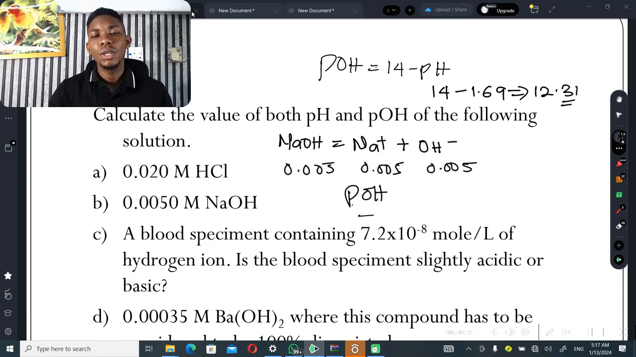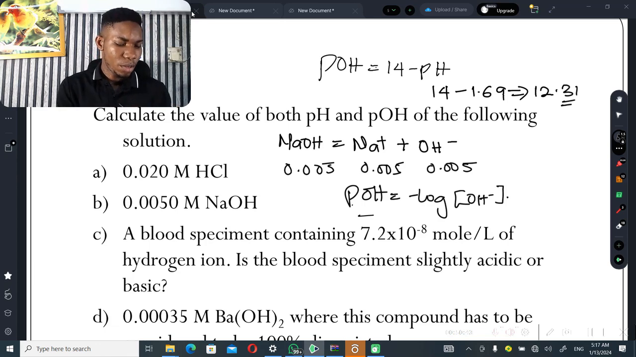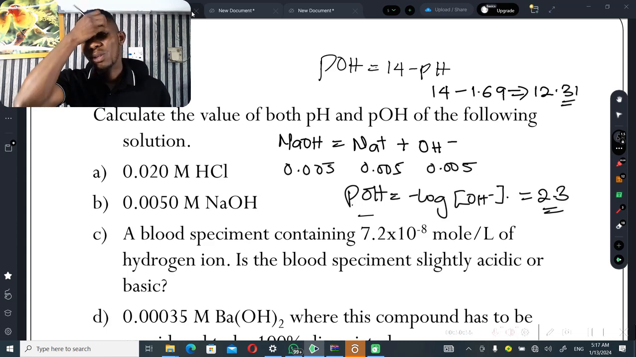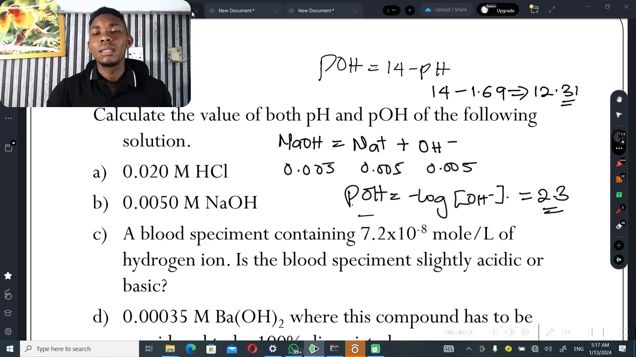What is our pOH? Negative log of what? OH negative. So you press negative log of 0.005, 2.3. So to get the pH, it will now be 14 minus pOH, right? So 14 minus 2.3 is going to give us 11.7. So that will be your pH.